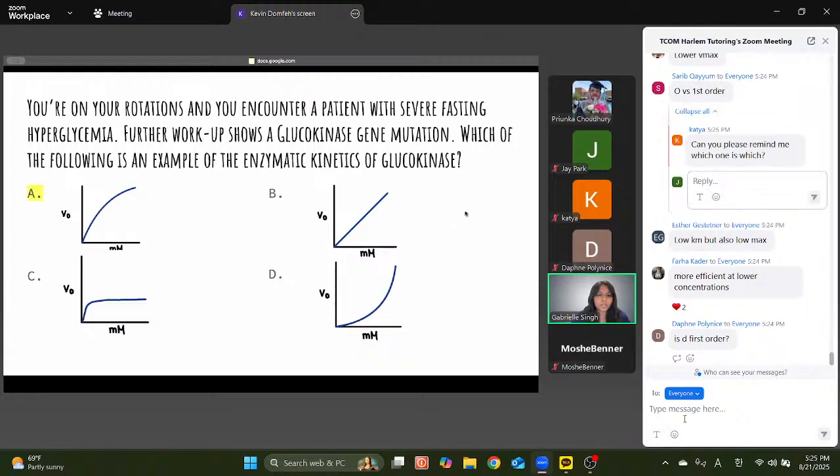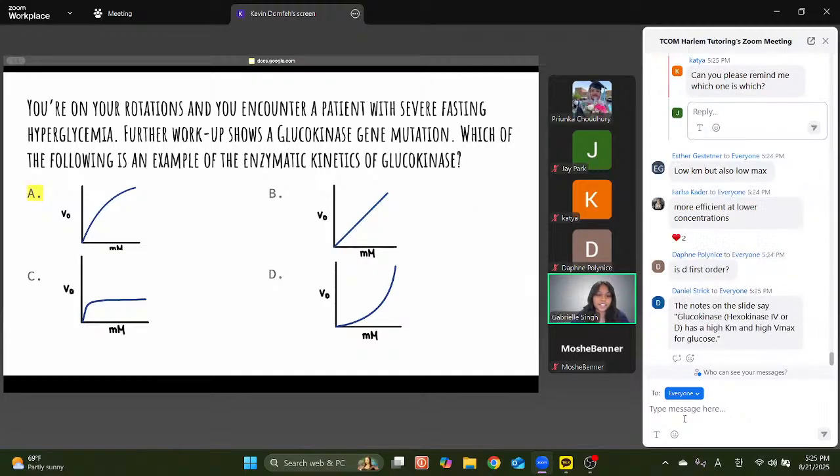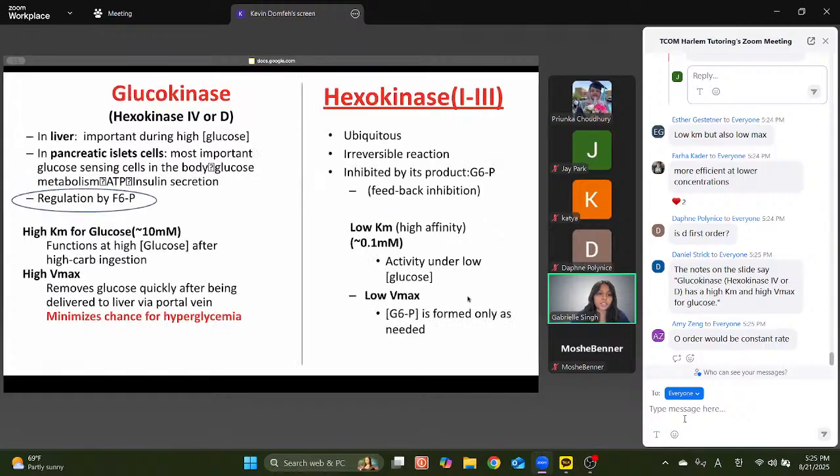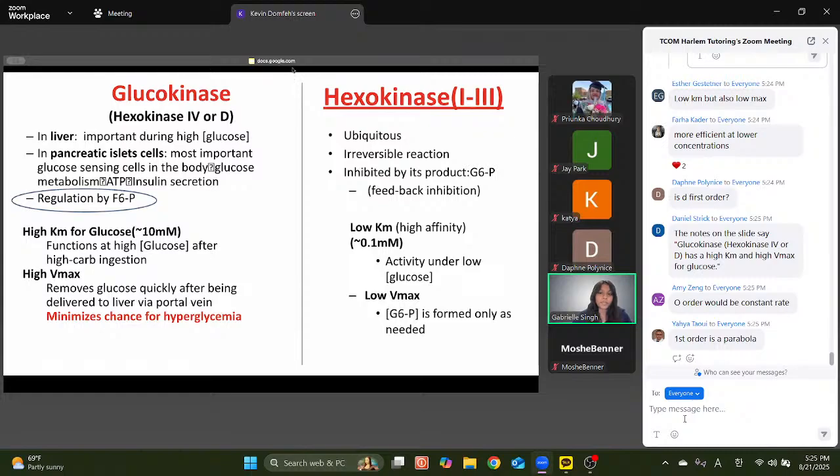D is first order. I made up those other two, to be honest, so I wouldn't really put an enzyme to it. This is just some more details on glucokinase versus hexokinase, and how hexokinase works in other tissues versus glucokinase in the liver. And the way I remember that, glucokinase has an L in it, and L for liver. Okay, we can move on.